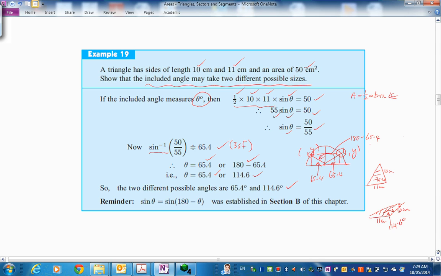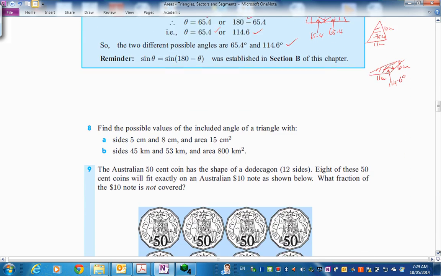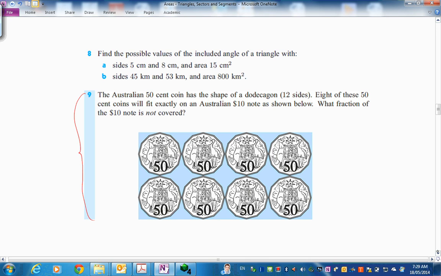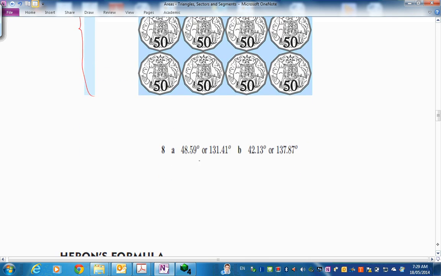Alright, let's go down and give you a go. A couple of problems there, question 8 and 9. 9's marked in blue here as being a more challenging question. So have a go and let's have a look at the answers then. Okay, answers are there.